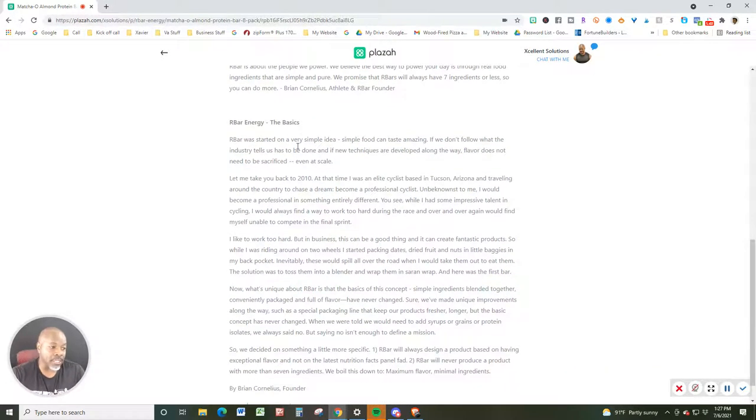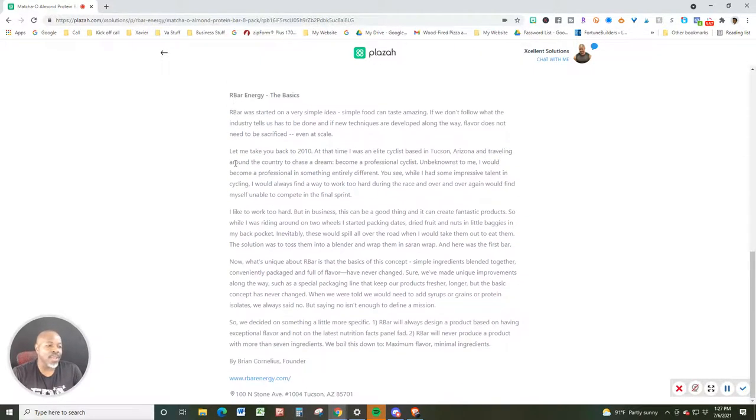The Rbar Energy, the basics. Rbar was started on a very simple idea. Simple food can taste amazing. If we don't follow what the industry tells us has to be done, and if it's a new technique that we're developing along the way, flavor does not need to be sacrificed, even at scale.